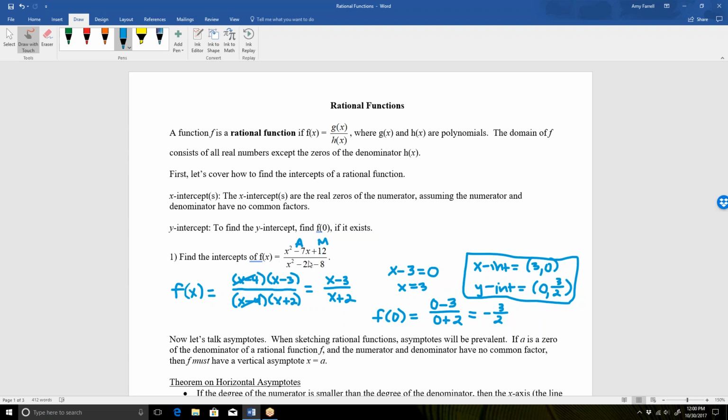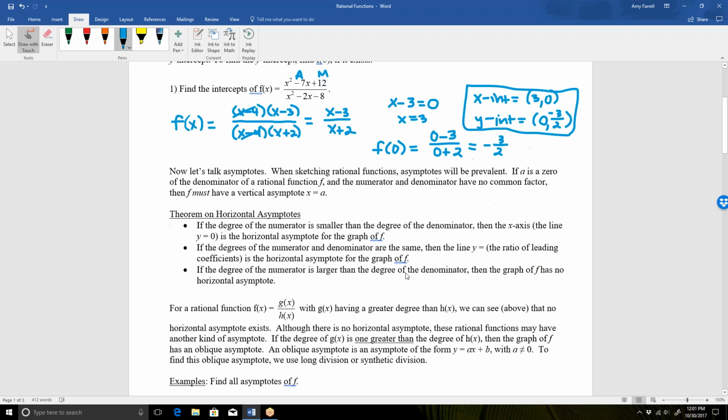Notice that if I had plugged it into the original function, plug in 0 that is, I would have gotten 12 over -8. But 12 over -8 is the same thing as, oops, I forgot my negative, I just noticed that, -3 over 2. Sorry about that, forgot my negative.